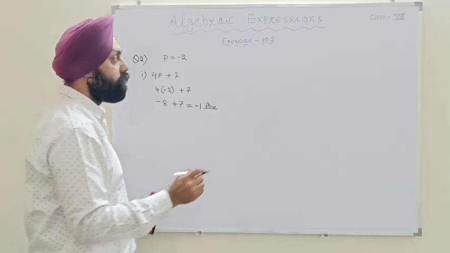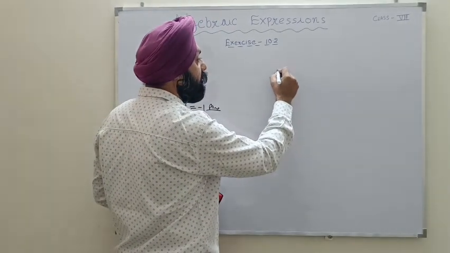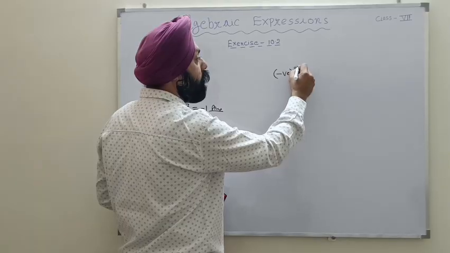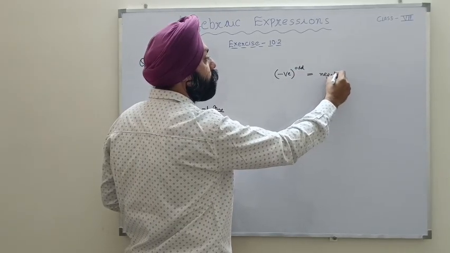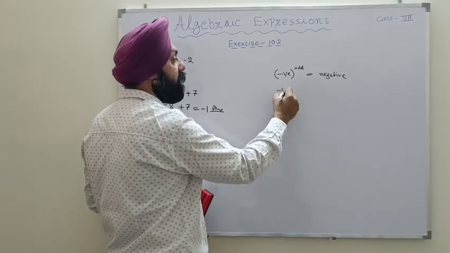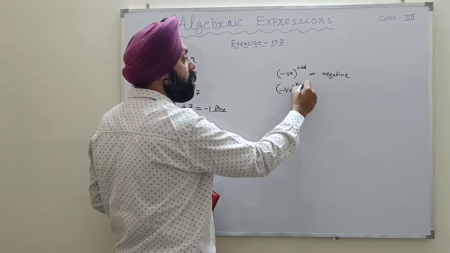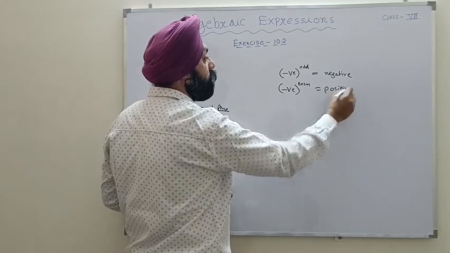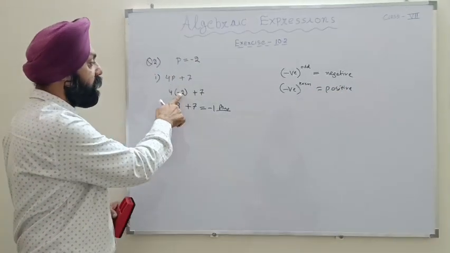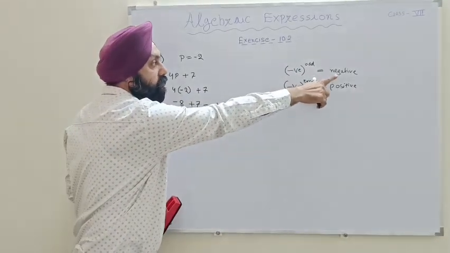So I would like to share one concept: whenever we have a negative integer and the power is odd, the answer is always negative. But if we have a negative integer with an even power, the answer is always positive. So here in this question it was 1, and 1 means odd. So that way our answer was negative.